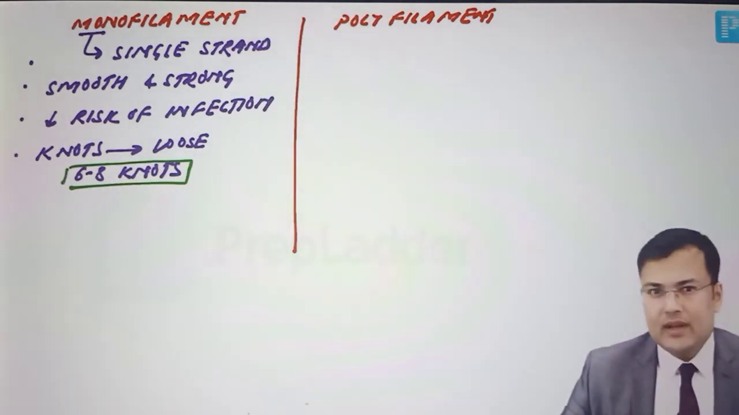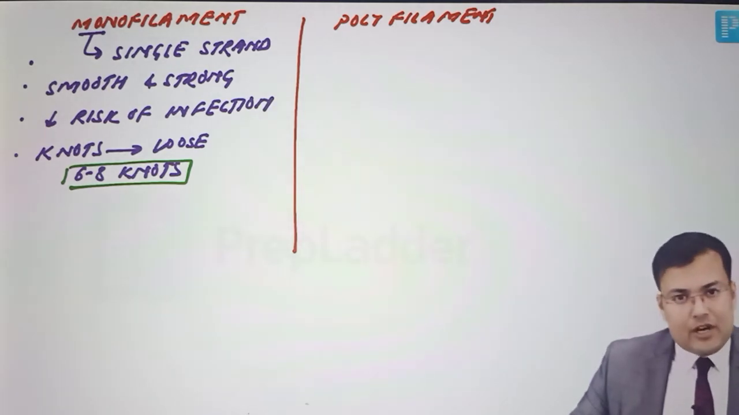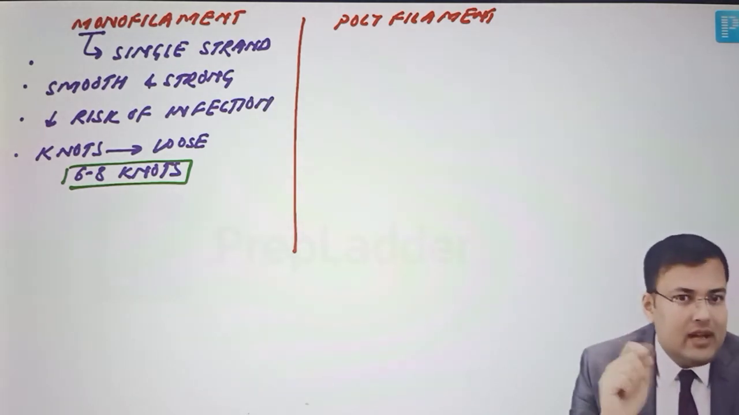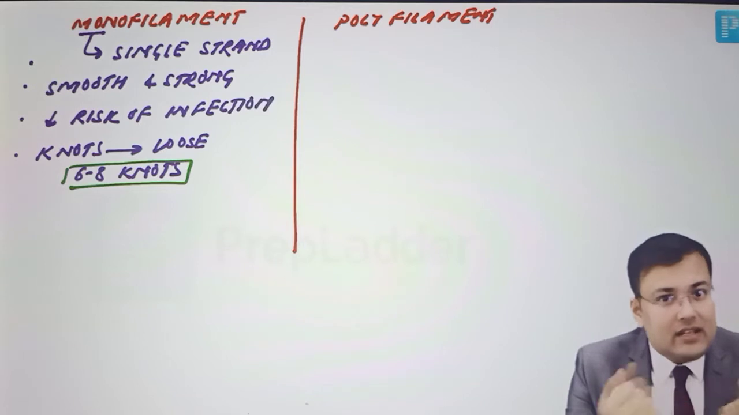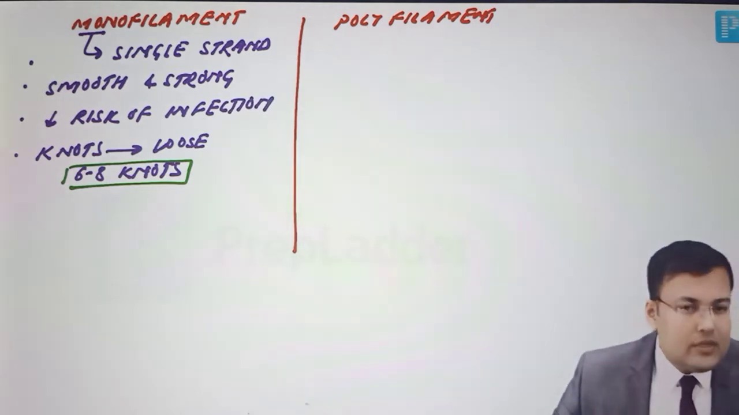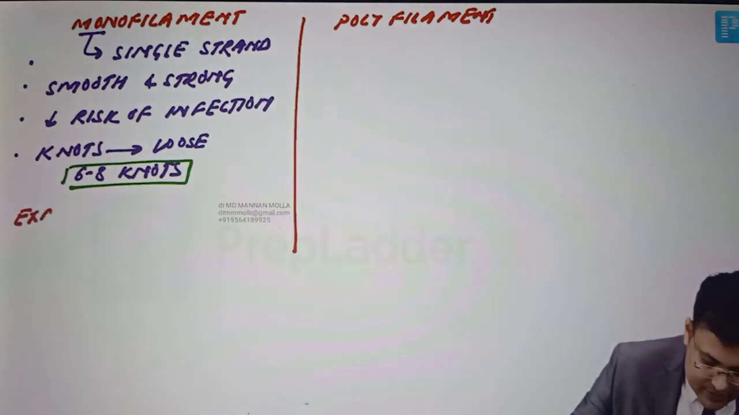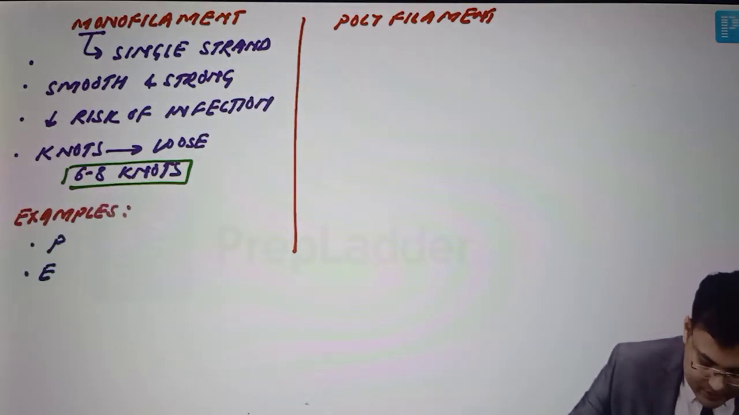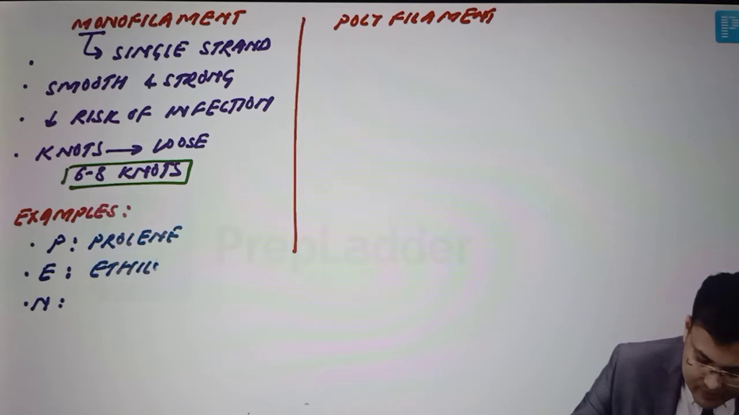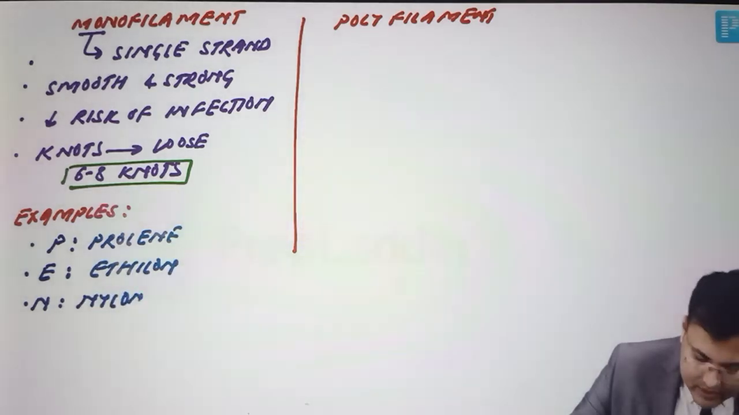If you have seen a laparotomy, whenever we are closing the rectus sheath, the surgeon closes it with proline, and you have seen that the surgeon generally takes 6 to 8 knots with proline. You must know that proline is a monofilament suture. So what are the examples of monofilament sutures? The mnemonic is PEN, as we discussed: proline, ethylene, nylon. All these are monofilament sutures.